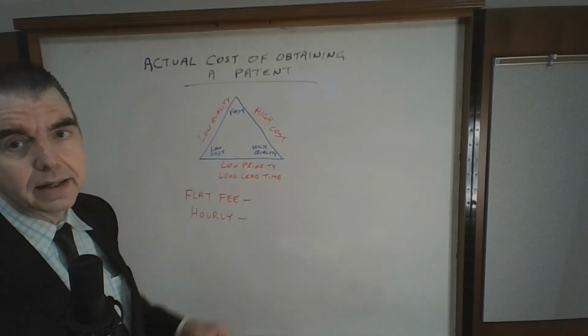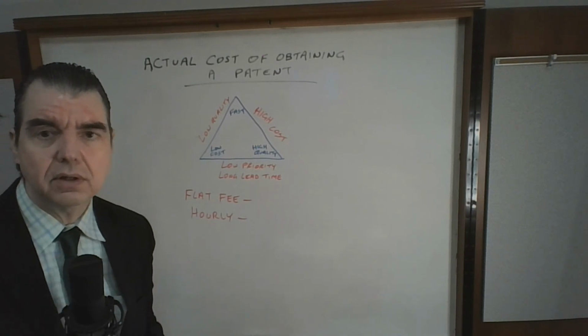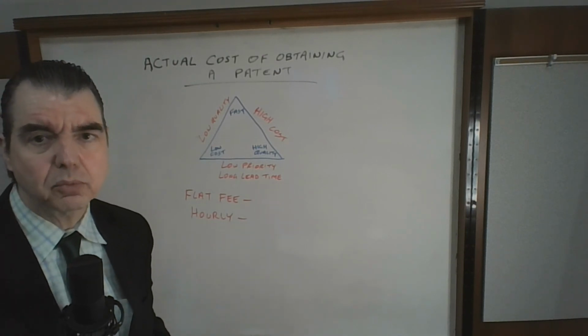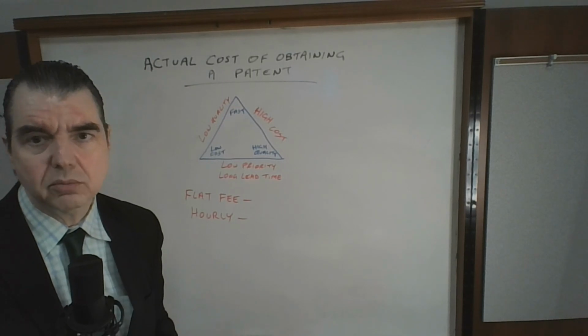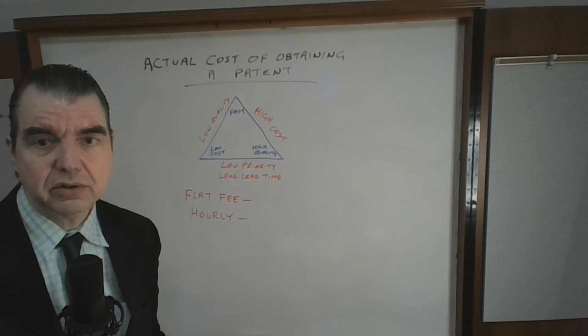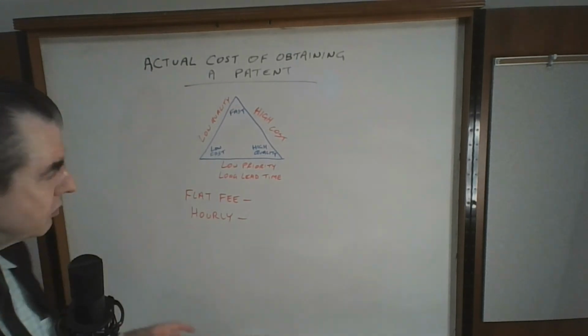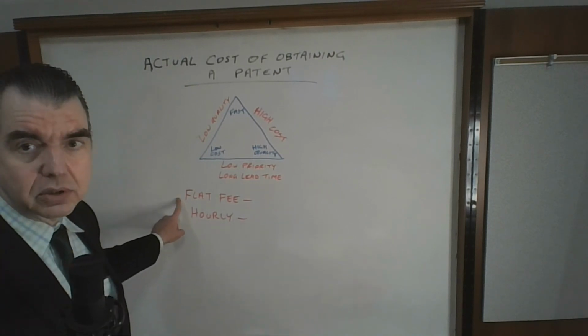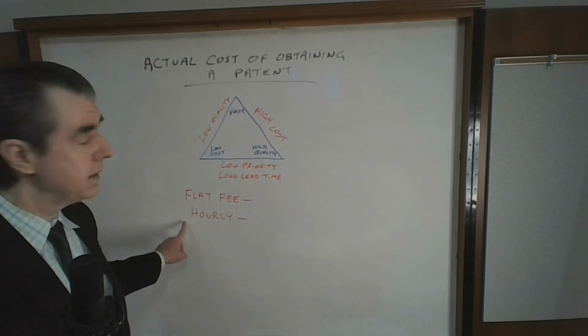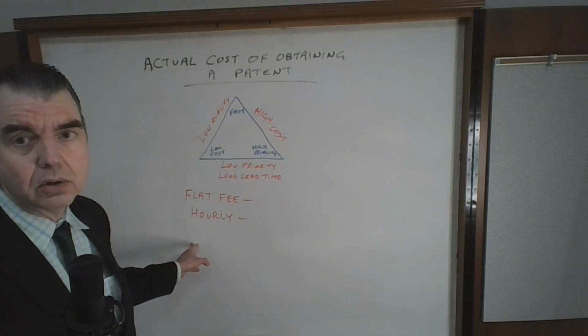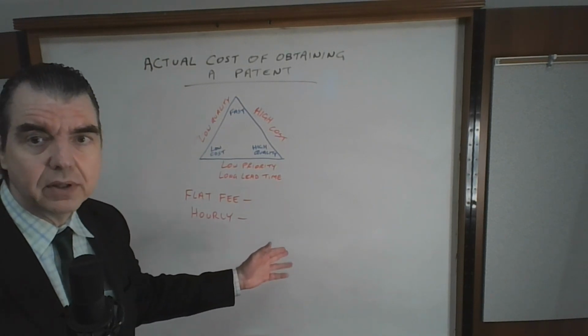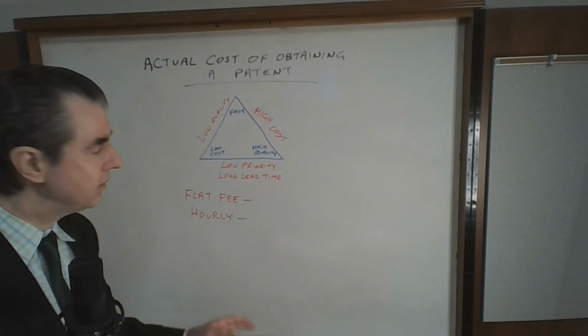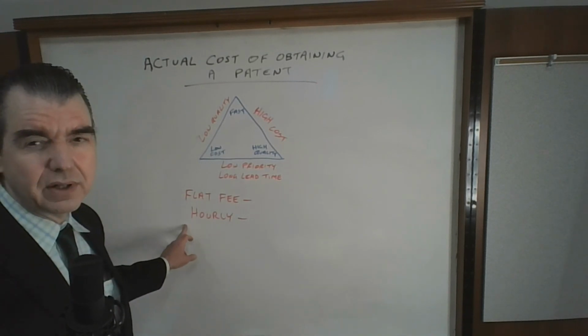Taking that into account, you have to look at the different models that different law firms might provide in terms of how they price preparation of a patent application. Some firms will provide a flat fee option, others will provide hourly. And maybe you can get an hourly rate up to some capped fee. That might be another possibility. But let's just think about this in terms of flat fee and hourly rate.